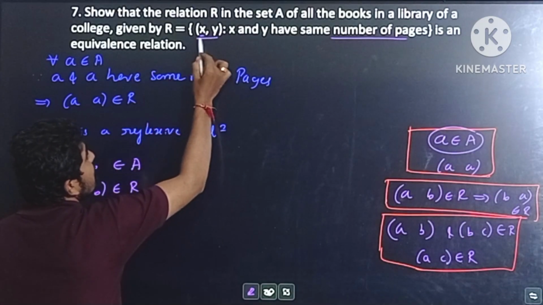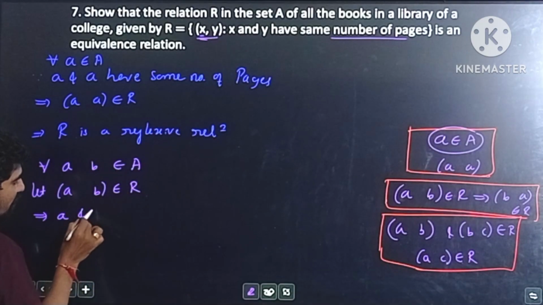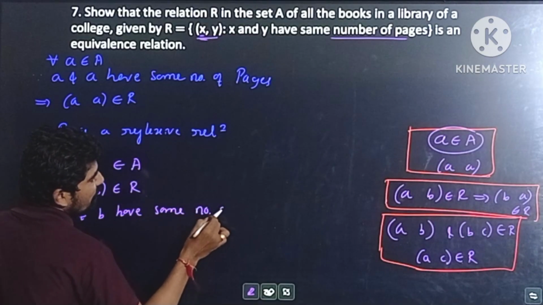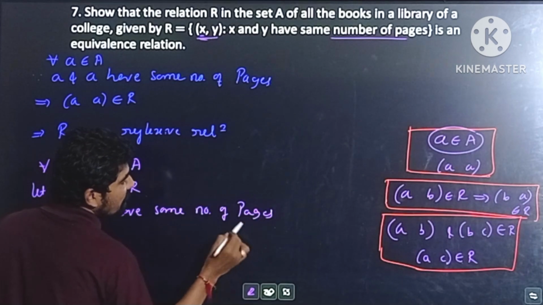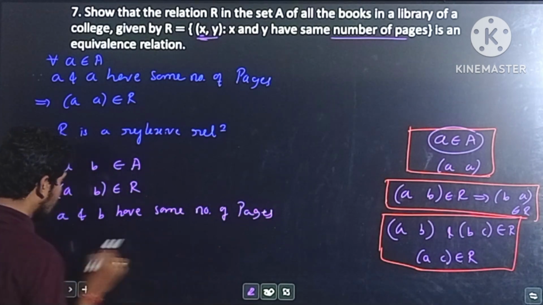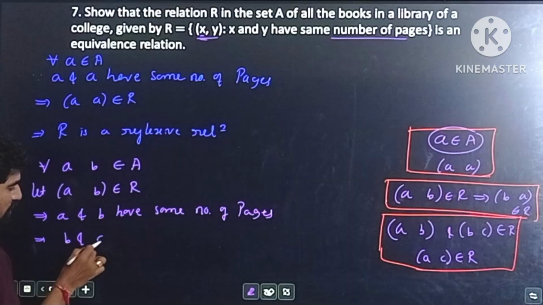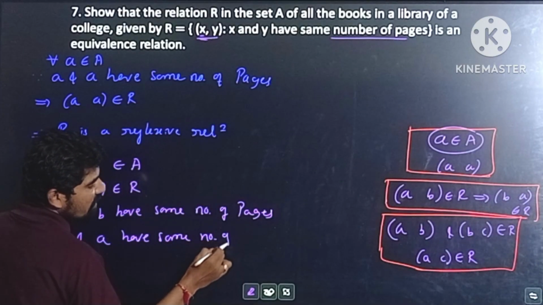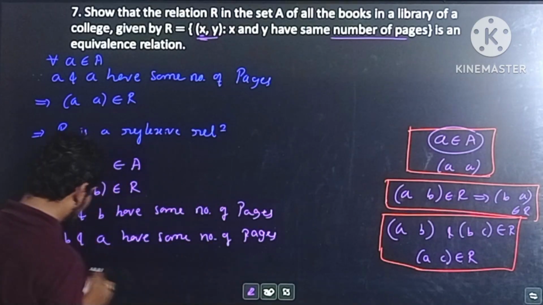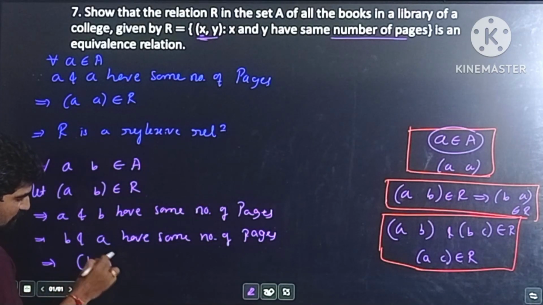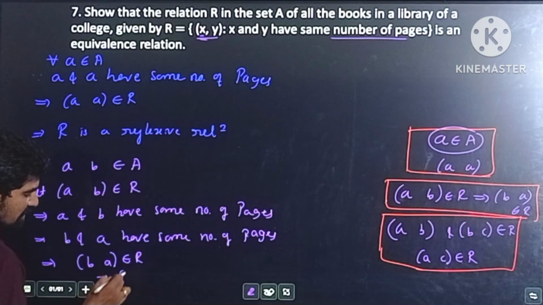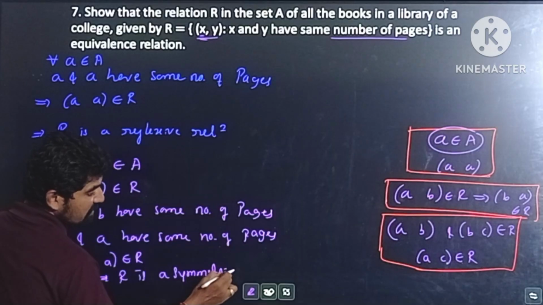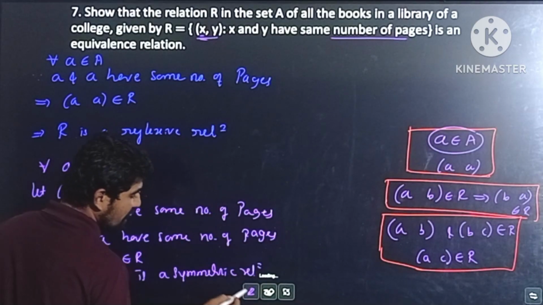According to the relation, a and b have the same number of pages. Saying it in reverse, b and a also have the same number of pages. So the pair (b, a) also belongs to the relation R, which implies R is a symmetric relation. I hope all of you are understanding.